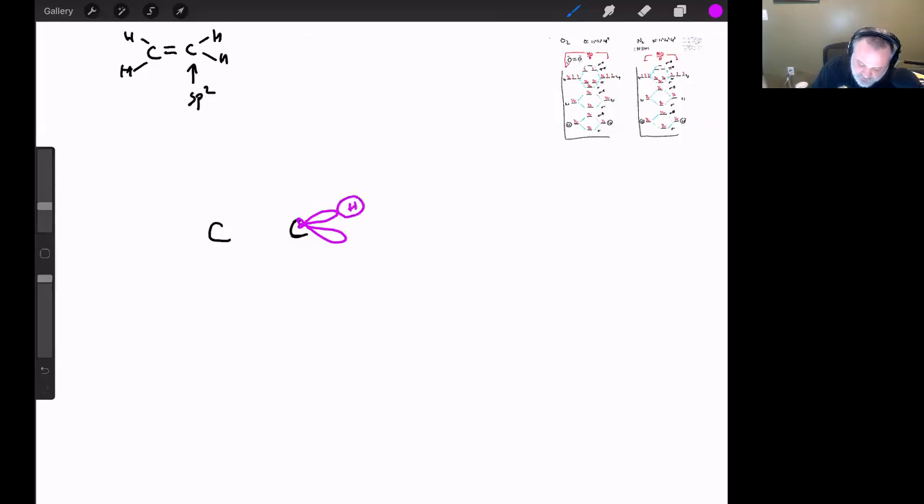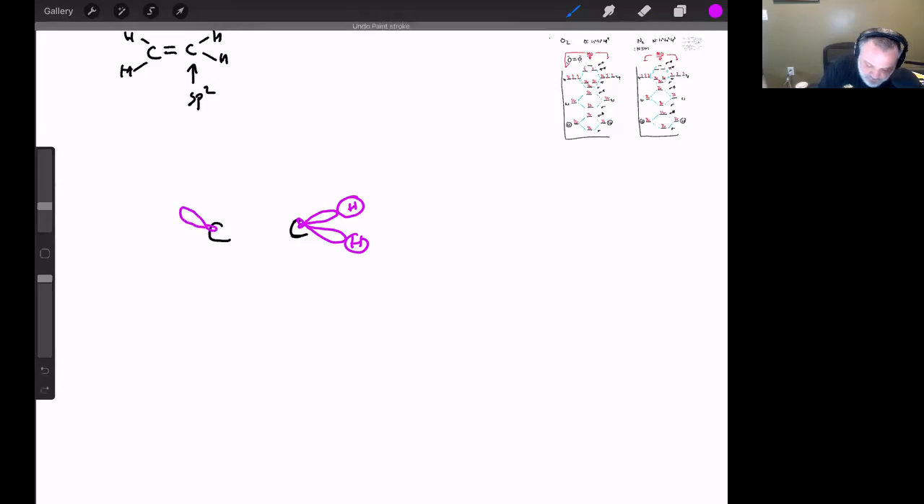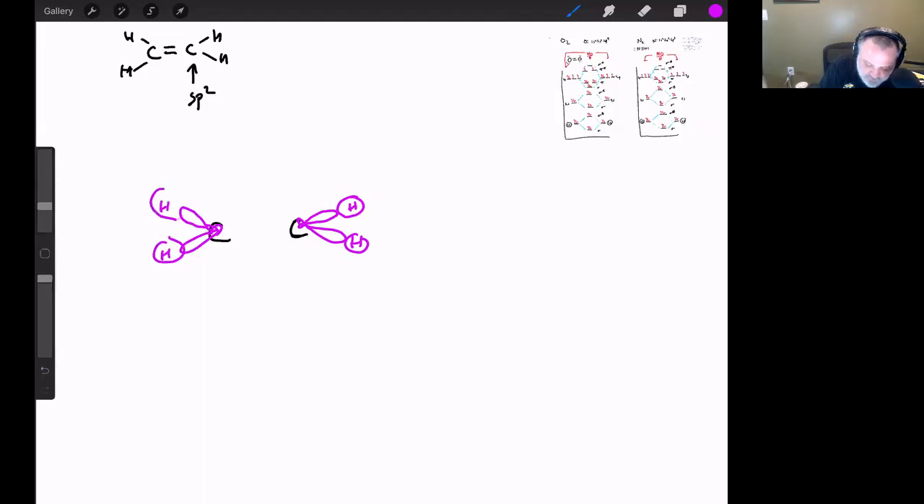And the hydrogen is an s orbital. There's a hybrid orbital overlapping there, and a hybrid orbital overlapping here. It's overlapping with a hydrogen s orbital. That's what's causing this to be a bond. And then there is another hybrid orbital here. And these overlap with each other, and that forms the bond in the middle.